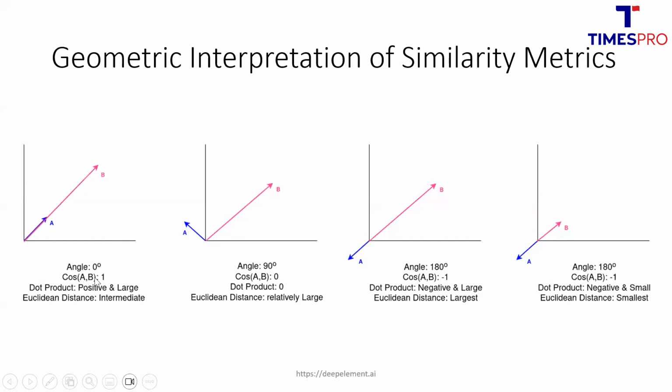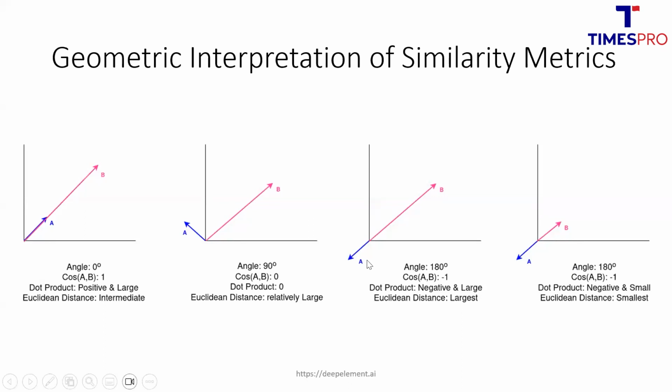The cosine similarity is nothing but the cos of the angle. So when the angle is 0, the cosine value is 1. When the angle is 90, the cosine value is 0. When the angle is 180, the cosine value is -1. When the magnitude has changed and the angle has remained the same, the cosine value will not change. So cosine is purely dependent on the angle.